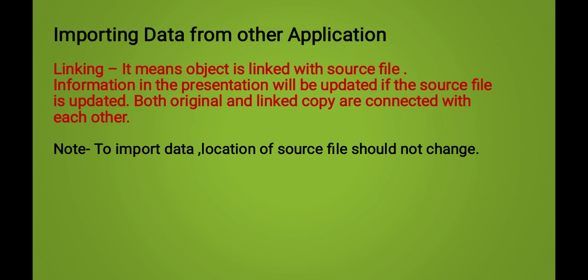Linking. Children, it means the object is linked with the source file. Information and presentation will be updated if the source file is updated, and the original and linked copies are connected with each other. Whatever changes we make in the original file will be reflected in the linked object, and whatever changes we make in the linked object will be saved to the original file. But to use embedding and linking, we have to keep the location of the source file as it is. We cannot change the location of the source file.